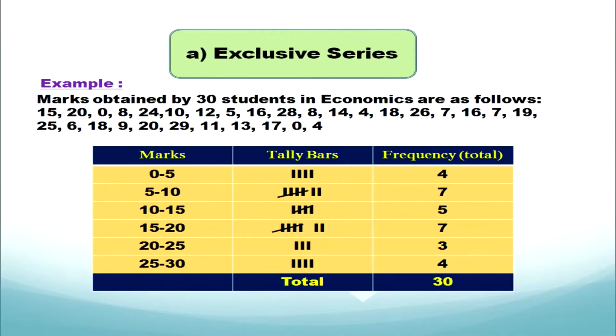Likewise, in the next class, 5 to 10, here we are going to count the value of 5 and we will move till 9. We will not count the value of 10 in this class. Here we have got how many tallies? 1, 2, 3, 4, 5. We put a diagonal strike to make it 5, then 6, 7. So, 7 tallies are there, and we have put the frequency 7. Likewise, we are going to construct all the tally bars and frequencies for the particular classes.